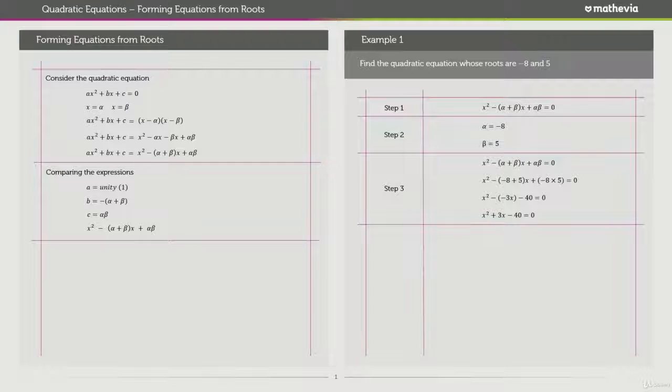And if you solve this quadratic equation, x squared plus 3x minus 40 equals 0, you would end up with the answers x equals minus 8 and x equals 5. Yeah, that's pretty much it. Let's do another example.